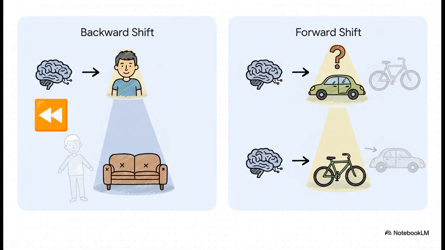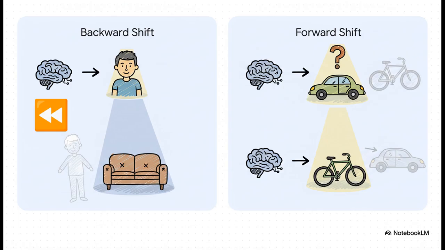Okay, so the paper breaks this problem down into 2 flavors, and this is really the core of it. First, you've got backward background shift. Imagine you've already taught your model to identify a person. Now, in the next training step, you show it a picture of a person on a sofa, but you only label the sofa. Everything else, including the person, gets labeled as background. You're literally telling your model, hey, that thing you thought was a person? Nope, it's background now. You're forcing it to forget.